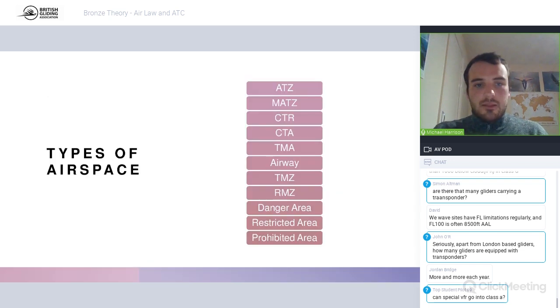If we move on to types of airspace, this is not an exhaustive list of every type of airspace on this page. But these are the ones which, when I was putting together the presentation, I thought probably the most relevant to glider pilots.